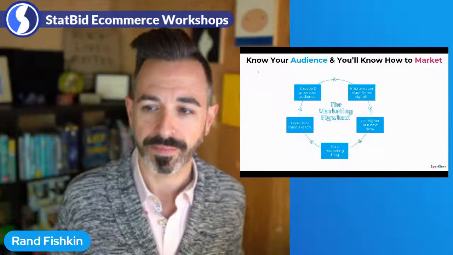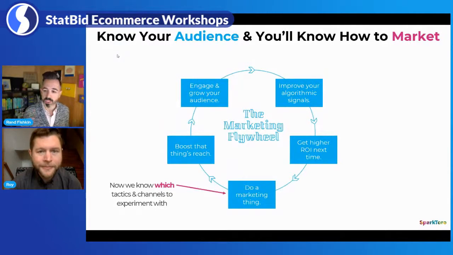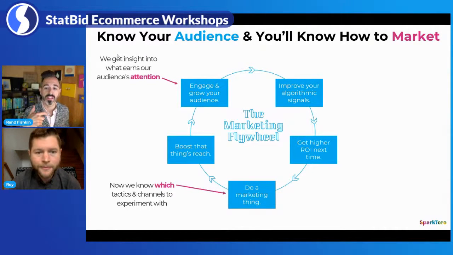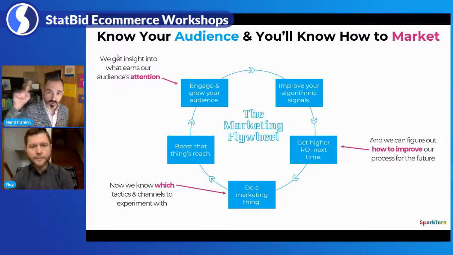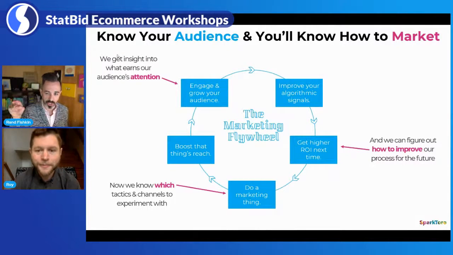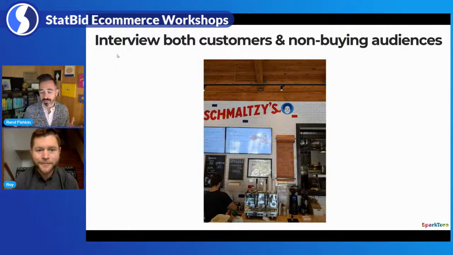So if we know our audiences, then we will know how to market. We'll know which tactics and channels are worth experimenting with. We'll earn insight into how to get our audience's attention, why they will pay attention, and how to improve this process in the future. Like, where am I encountering friction? What do I need to do to fix that? My favorite way to do it is basically 3 things. It's interviews, it's surveys, and it is data at scale, passively collected.